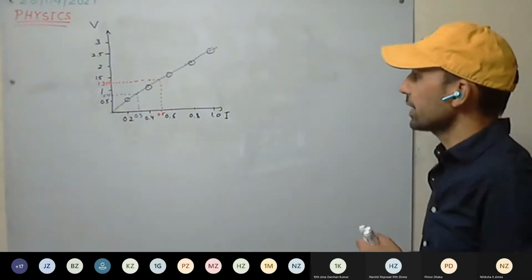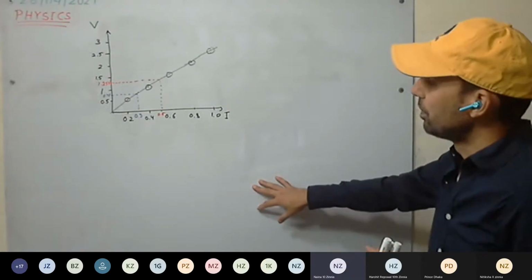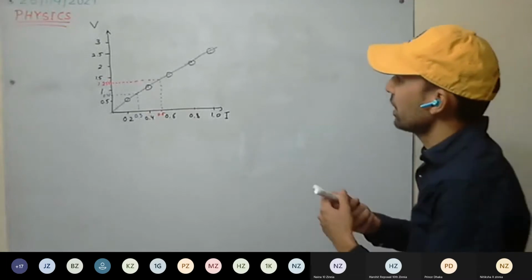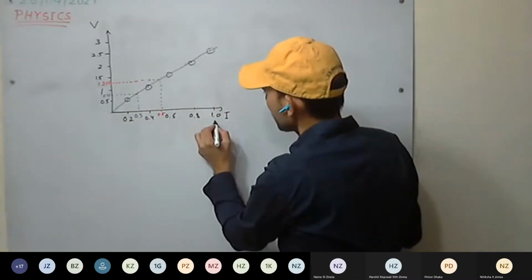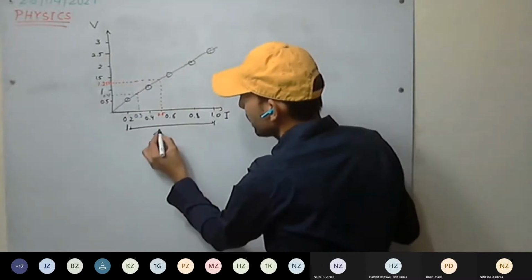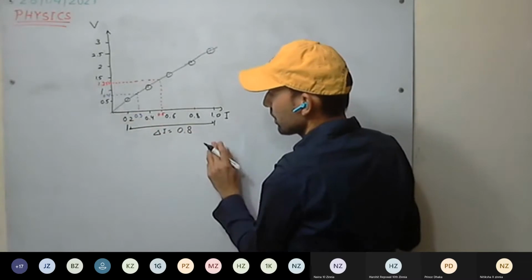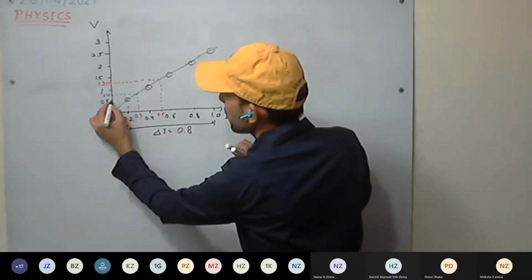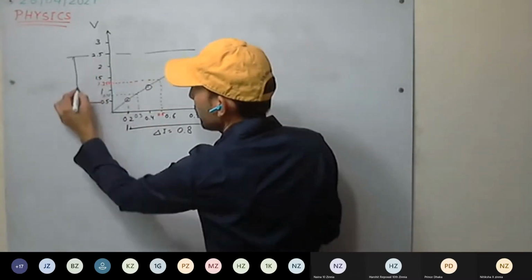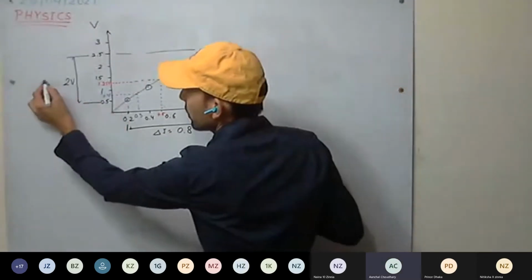Now the resistance in the circuit. How to calculate resistance in the circuit? Resistance is equal to potential difference divided by current. You can take any two values. For example, you take this one and this one. What will be this delta I? 1 minus 0.2, that is 0.8. Corresponding to it, delta V will be 2 volt.